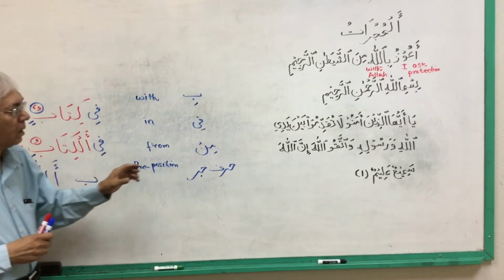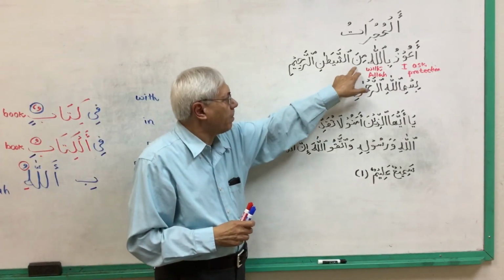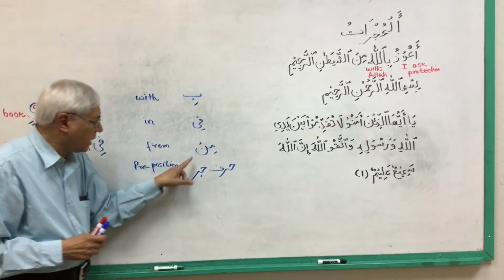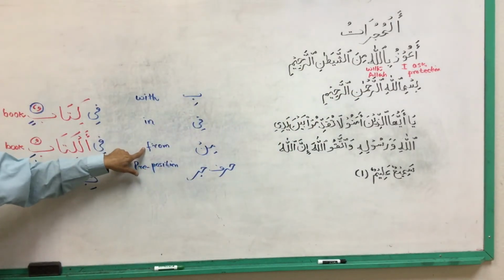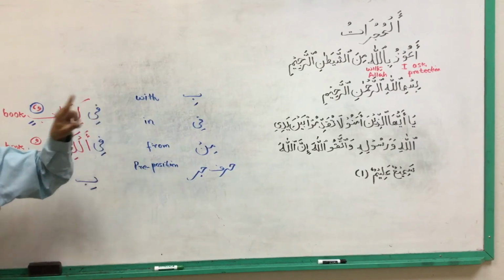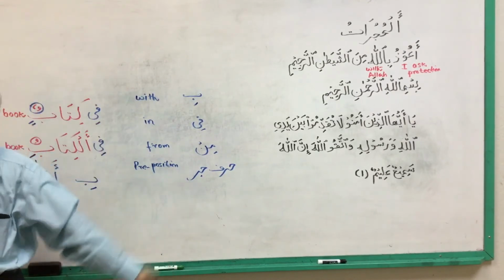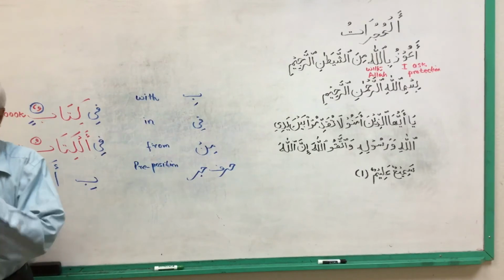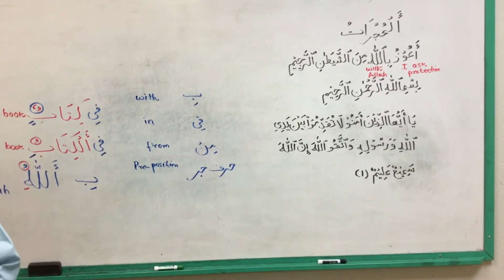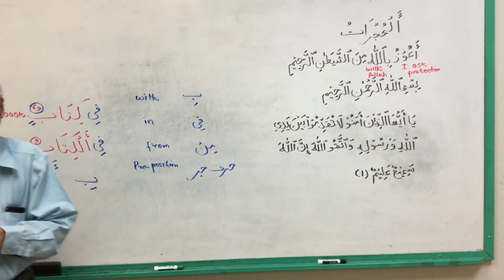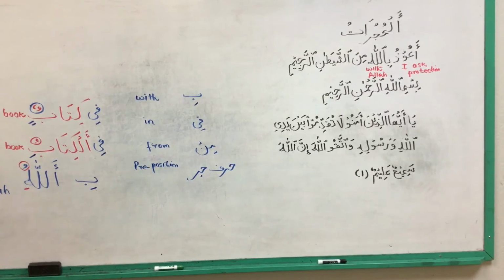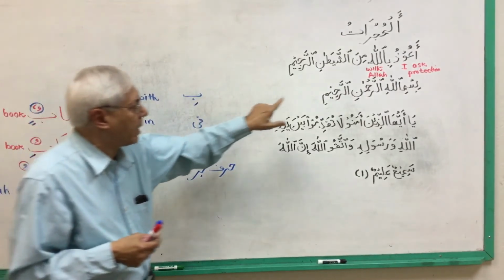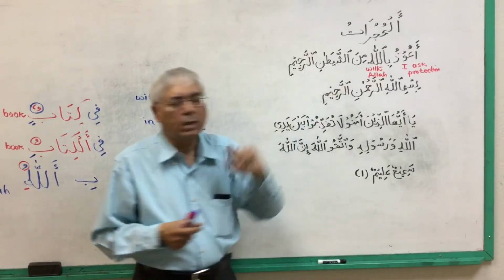Now look at the next word here. Min. This is another harf-jar and it means from. So you are seeking protection with Allah from shaitan. So be very careful that you translate the correct prepositions. Otherwise your sentence will be totally messed up. It may change the meanings and bring the wrong meanings. So anyway, so far this. Then let's look at the next word. So we will apply this minash, but let's look at the next word.